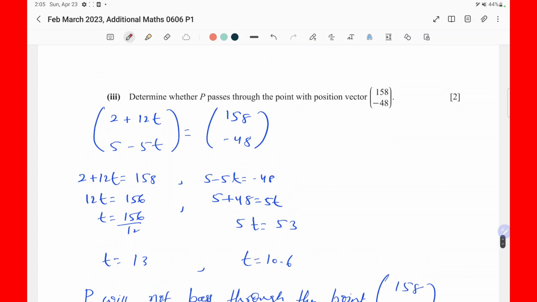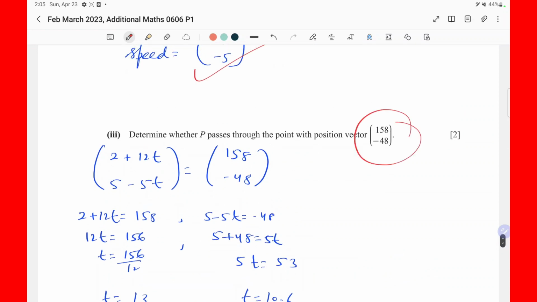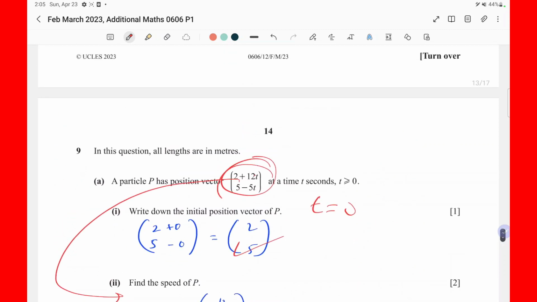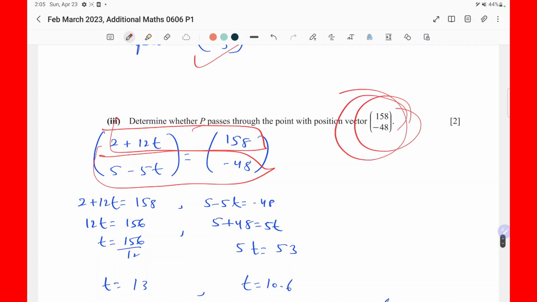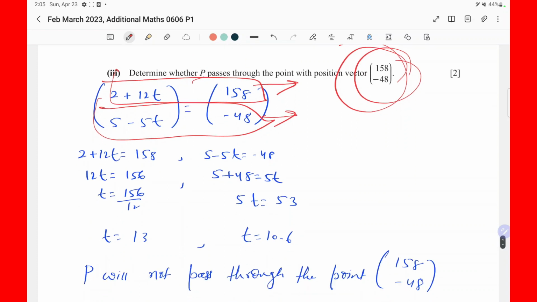Determine whether P passes through the point with the position vector 158 and minus 48 or not. The position vector is 2 plus 12t and 5 minus 5t. We have to equate this part and equate this part, and find values of t. Or we can find the value of t from one equation, and if it satisfies the second equation, then yes, we will get this position vector. Or we can find values of t from both, and if these two are the same, then we can say it is passing through that point.